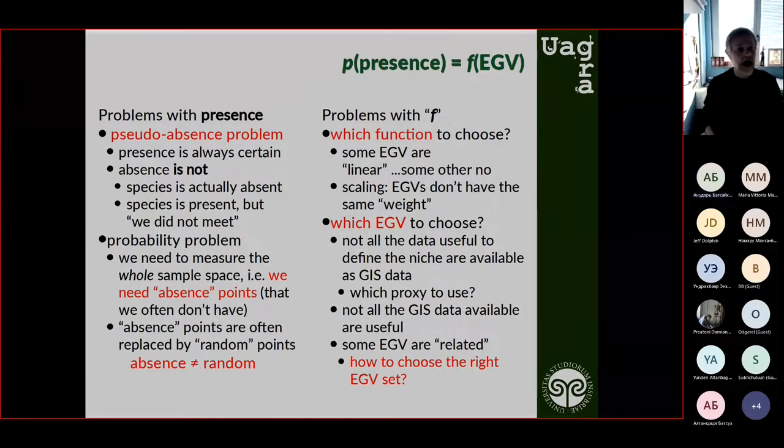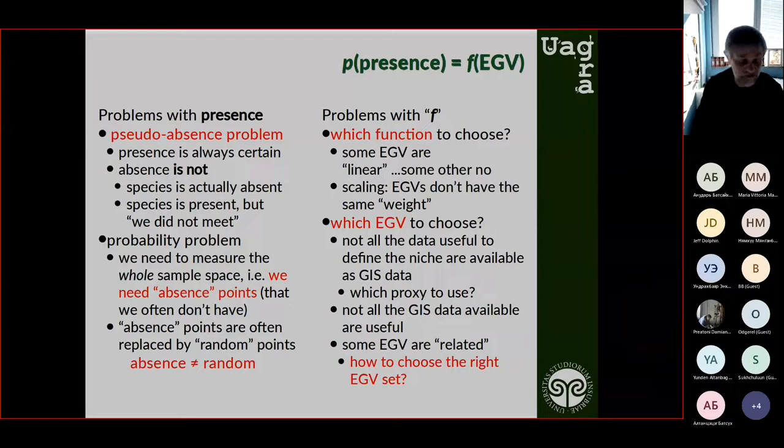So, a presence is always certain, like the ancient Romans said about their mother, mater semper certa. They said, you know, the mother is always certain, the father not. The father is our absence information. This is a problem not just for us. I've been surviving as a species distribution modeler for years.